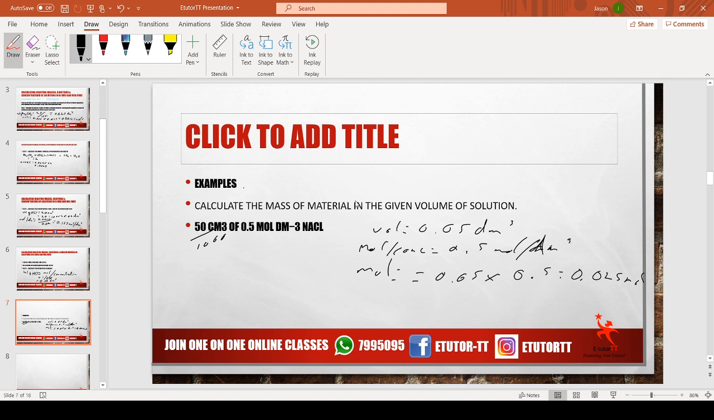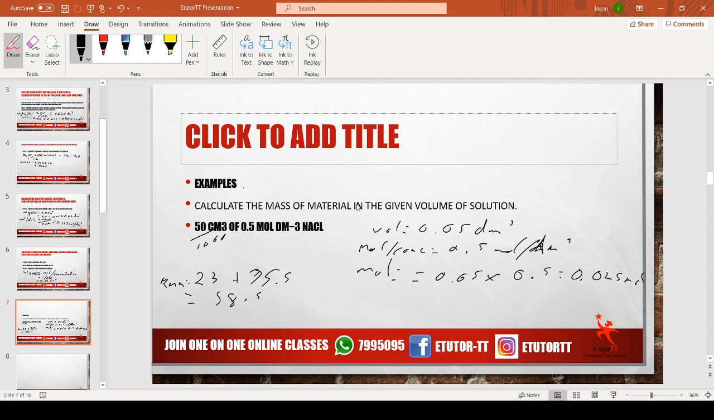So we need to work out the RMM for sodium chloride. So we have 23. RMM equals 23, because the RMM for sodium is 23, plus 35.5 for chlorine. That gives us a total of, let's see, 3 plus 5 is 8, 2 plus 3 is 5. So you have 58.5 as the RMM.